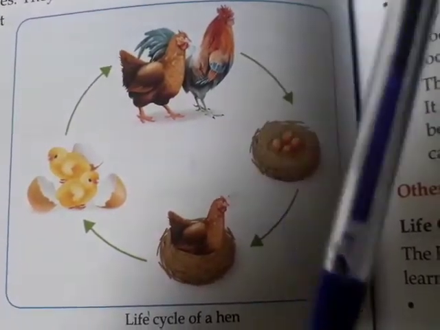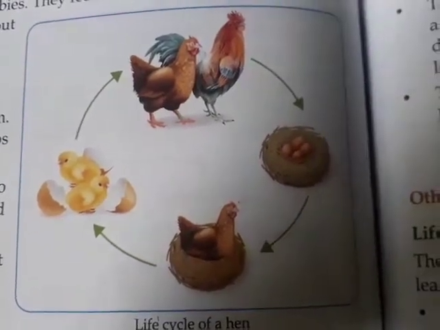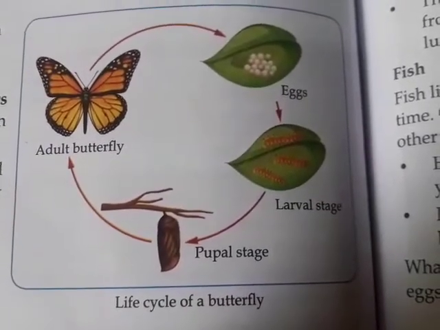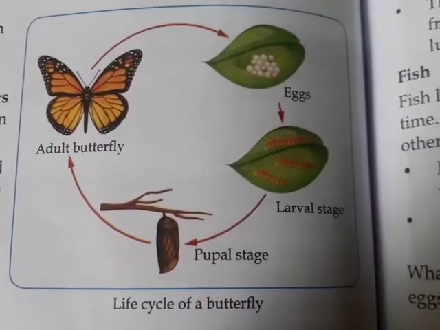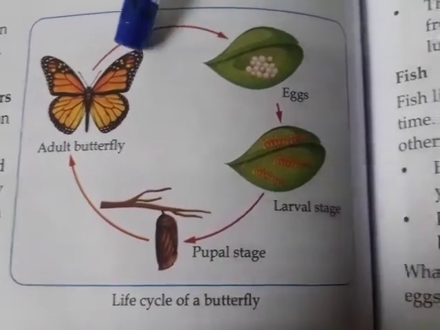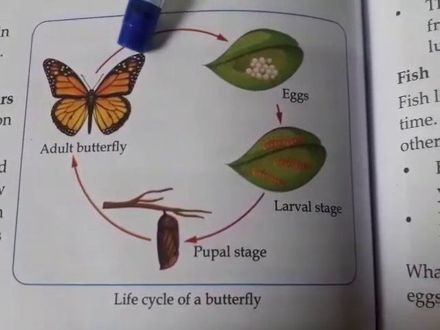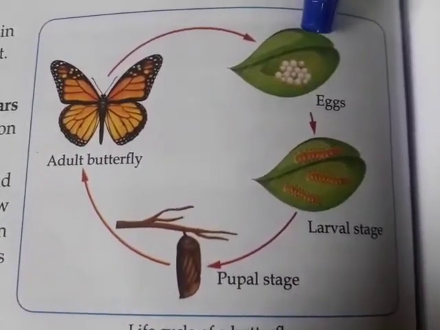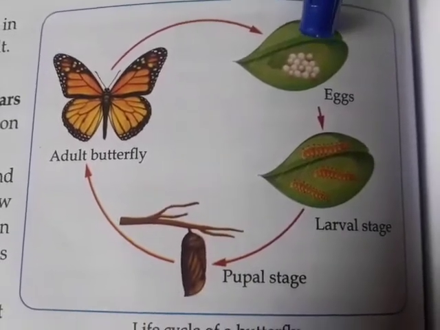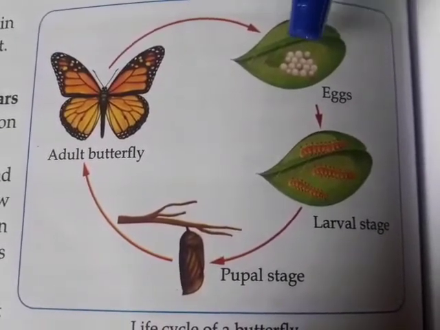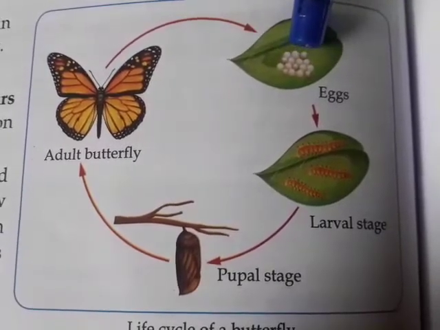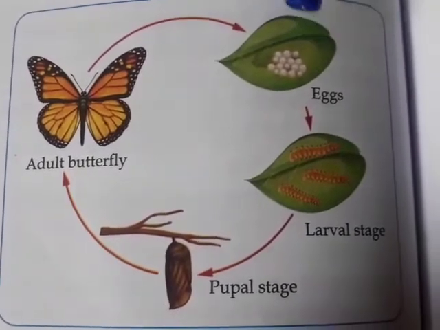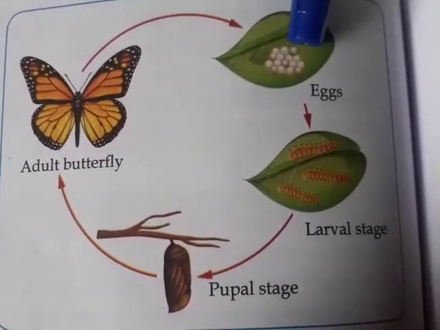Next we will see the life cycle of insects. Now here we have the life cycle of a butterfly. The adult butterfly lays eggs on leaves. Then after it has laid the eggs, they hatch by themselves. Not like birds. Okay, they do not incubate. The eggs of the butterfly are kept on the leaves, warmed by the sunlight.